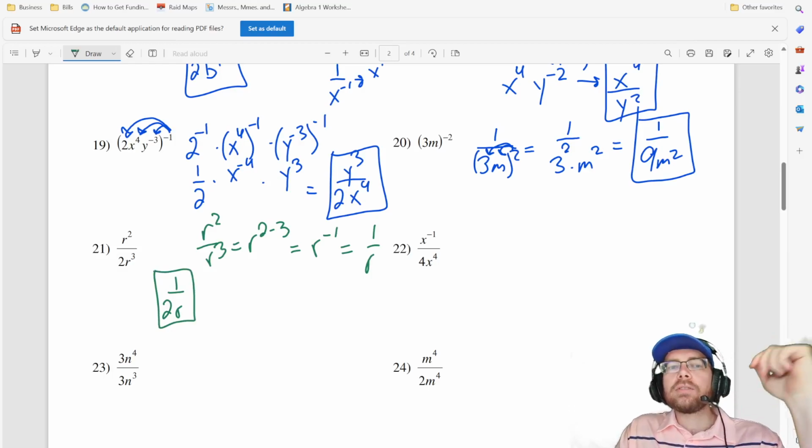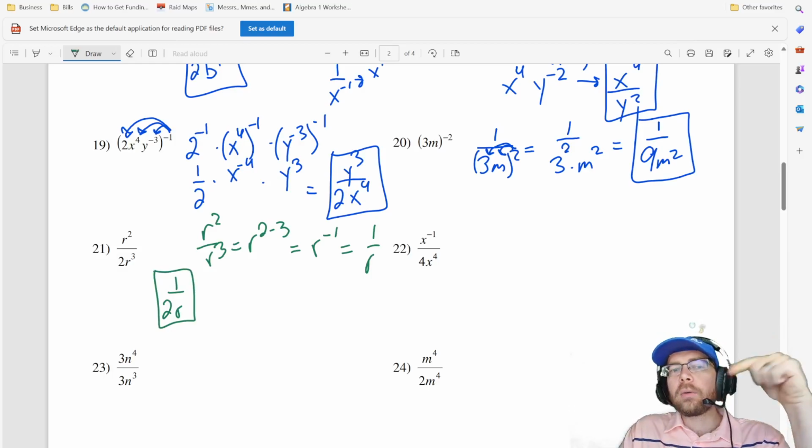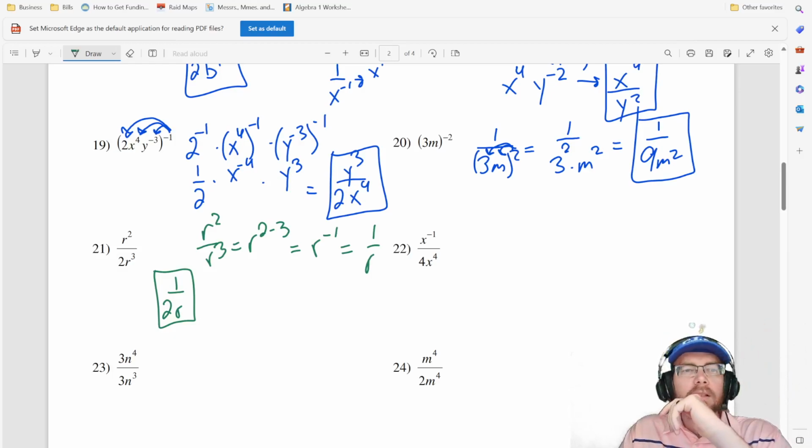The other thing you can do is you can subtract the other way around, where you do 3 minus 2 instead of 2 minus 3, and then leave the answer in the denominator. You can do that as well. It's a little more complicated to do that way, but it's faster, so I like it personally.